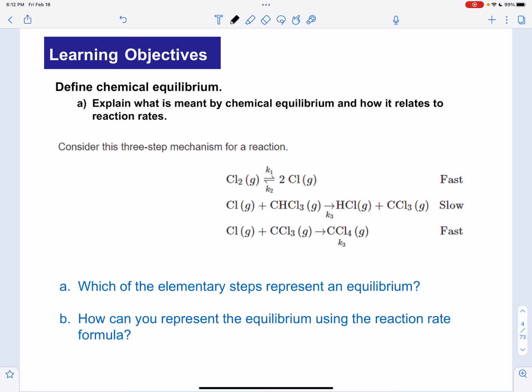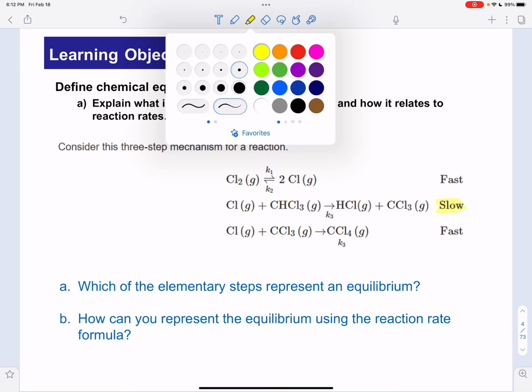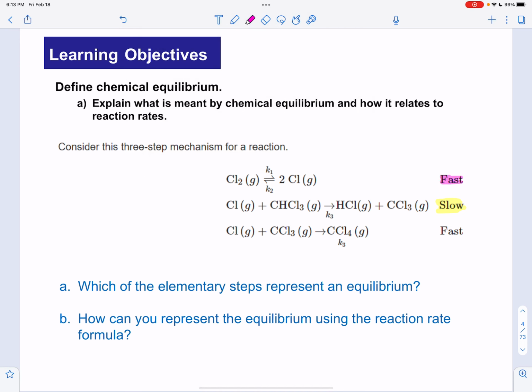So let's talk about this one. Consider this three-step mechanism for a reaction. And we covered mechanisms back in chapter 15. Immediately you notice that this will be the step that determines the rate of the reaction or the rate expression. And we notice also that it's not the first step. So most likely, if we want to write the rate law, we're going to have to do the steady state approximation, because the steady state approximation is based on an equilibrium. So that's how we relate those two.